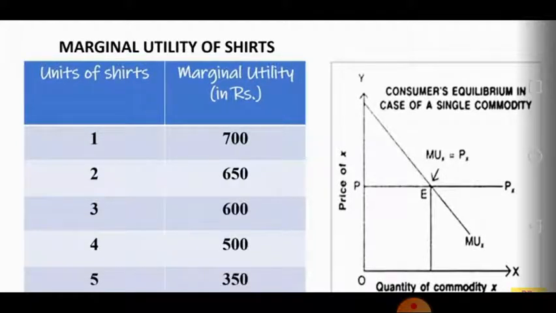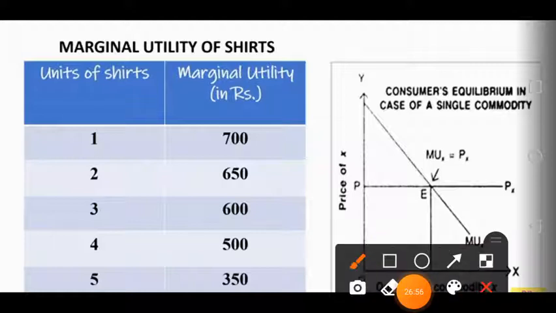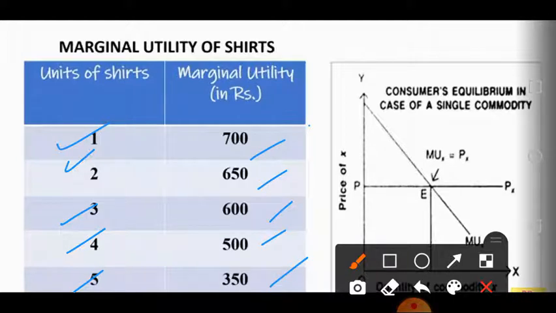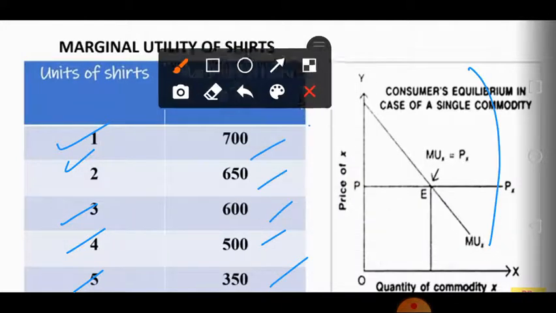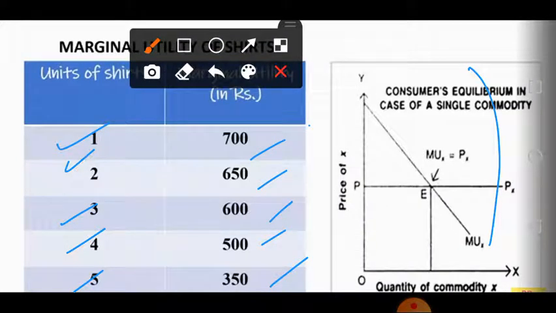So let's see where the consumer is in satisfaction. Units of shirts: 1, 2, 3, 4, 5. MUs are 700, 650, 600, 500 and 350. So the place where the consumer will get equilibrium is when the MU received from the purchase of shirts will be equal to its price, that is the E level.